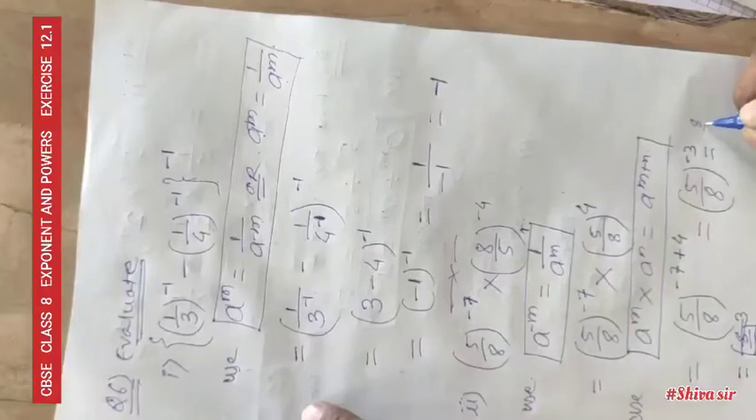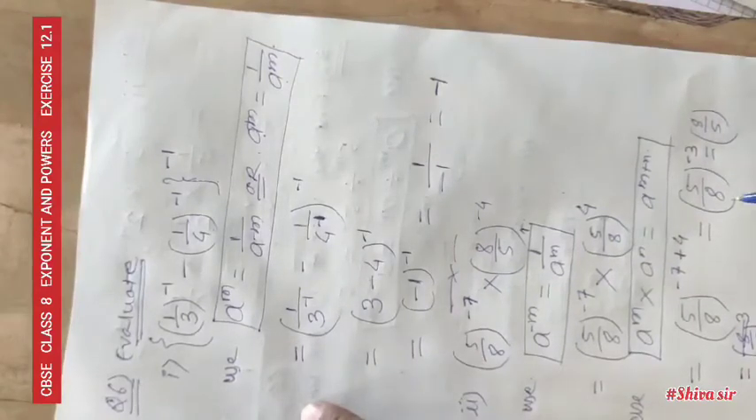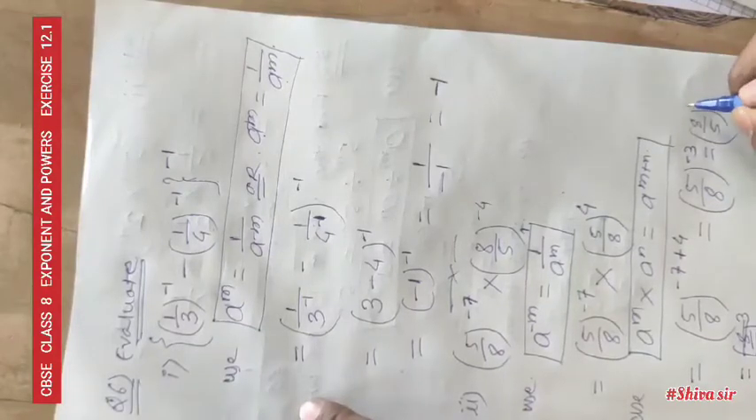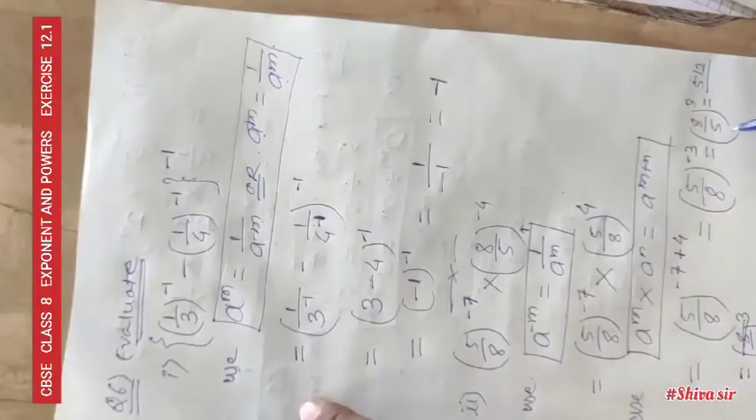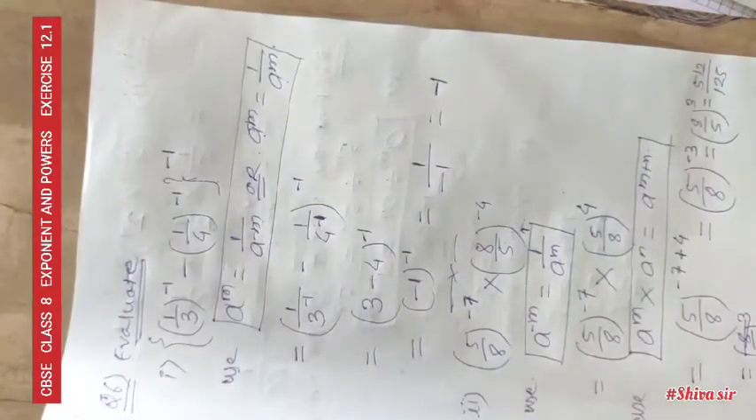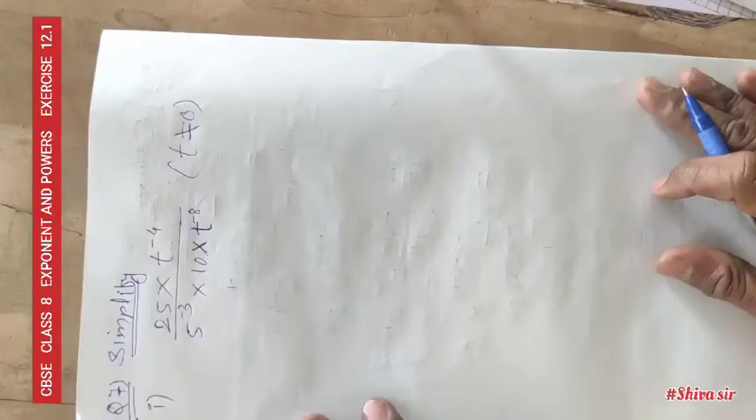So we write 8 upon 5, meaning the denominator part is written in the numerator and the numerator part in the denominator. So its power changes from minus 3 to plus 3, and 8 cube is equal to 512 and 5 cube is 125. So 512 upon 125 is the final answer. So that was question number 6.